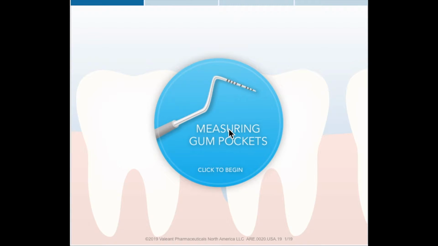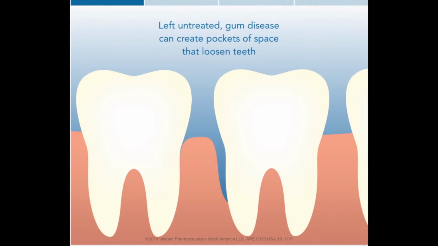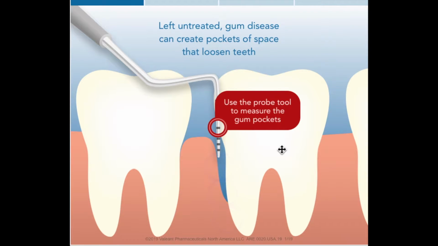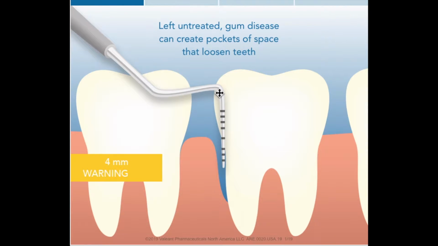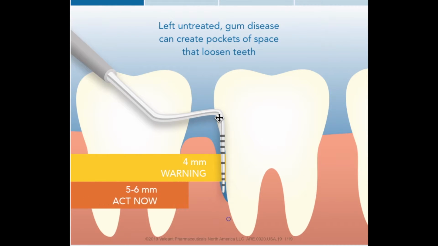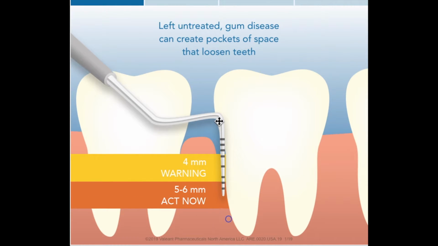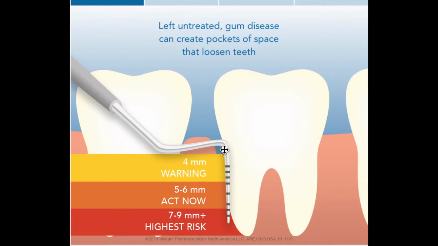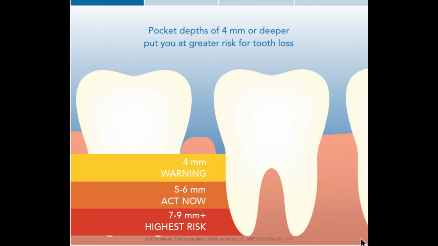Measuring gum pockets. Let's take a look at a video. Left untreated, gum disease can create pockets of space that loosen teeth. Using a probe, we would measure gum pockets. 4 millimeters would be a warning. 5 to 6 millimeters would be act now. And then anything deeper, we would probably use Arrestin.